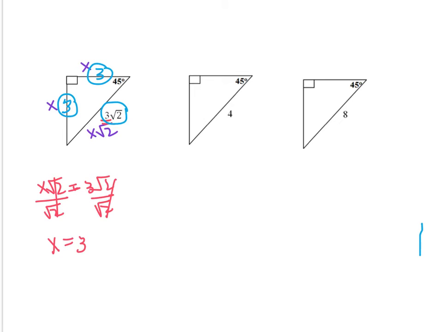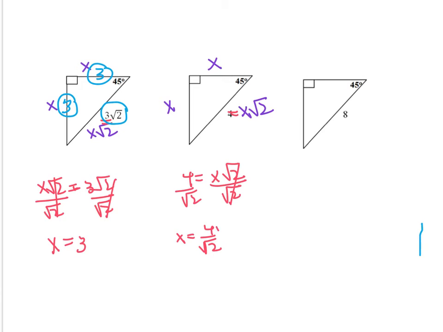Here's another 45, 45, 90 triangle. So we label x square root of 2. Put in your equal sign. And then we have the equation 4 equals x square root of 2. All right, so when we solve for x, we divide both sides by the square root of 2. I'm going to go ahead and flip my equation around. So x equals 4 divided by the square root of 2. Now, there's that radical in the denominator. You have to go ahead and rationalize.